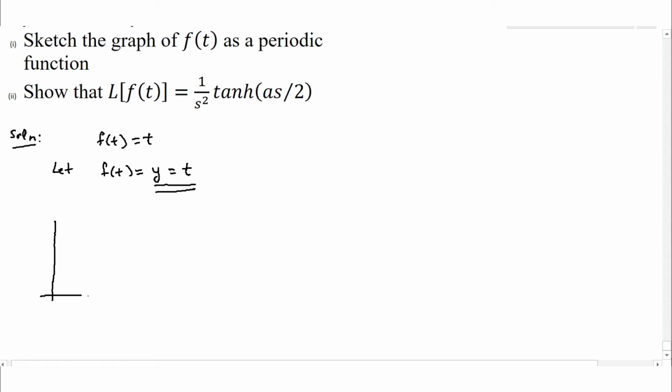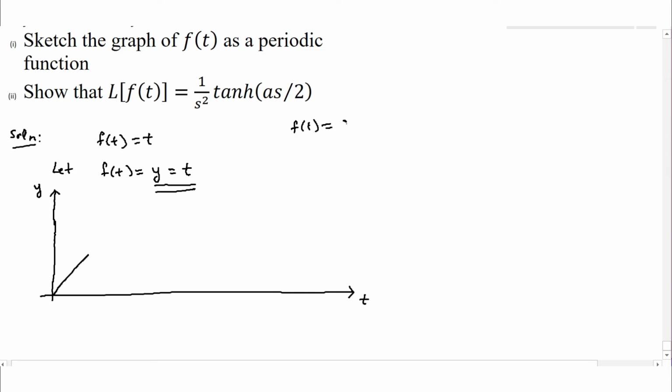So if I try to draw the graph, 45 degrees, this is the graph that you will be getting: y is equal to t. This represents your t-axis. In place of the x-axis you are having the t-axis, and this represents your y-axis. So therefore I have got a straight line y is equal to t.